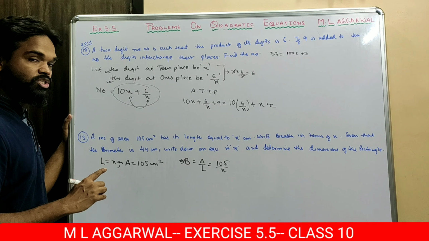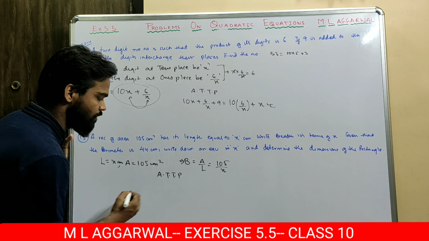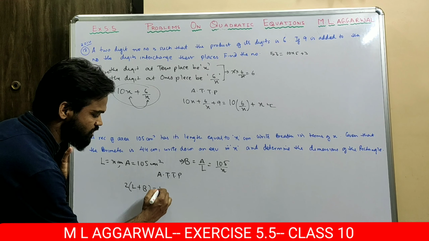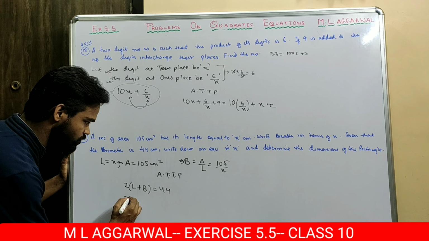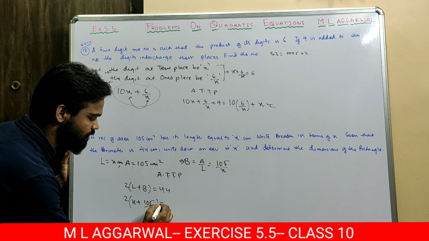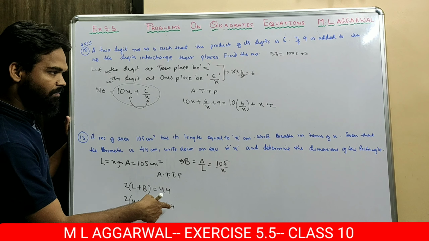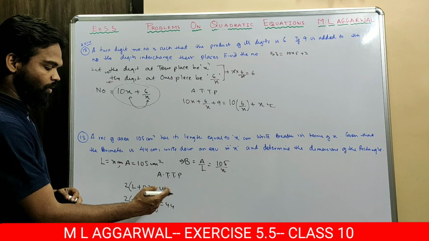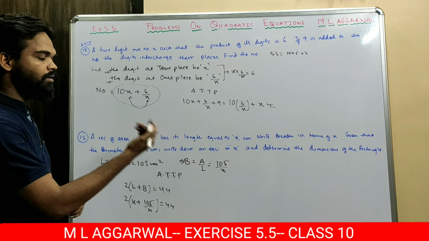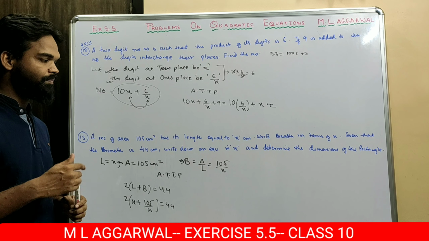Given that the perimeter is 44 centimeter. Now look, according to the problem, what is the formula for perimeter? Twice L plus B, this is equal to 44. Put the values, twice L plus B equals 44. Write down an equation in x, which we have done, and determine the dimensions of the rectangle. So once you solve this, you will get x. Once you get x, you will get length and breadth easily. Clear? Now let us look at the next sum.